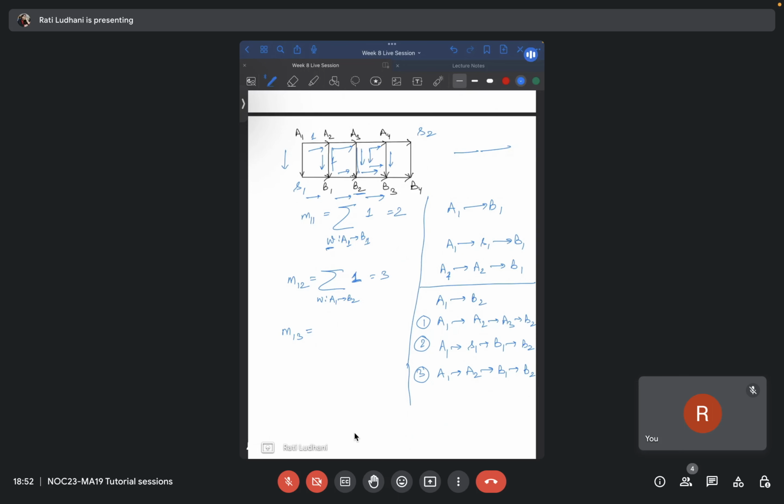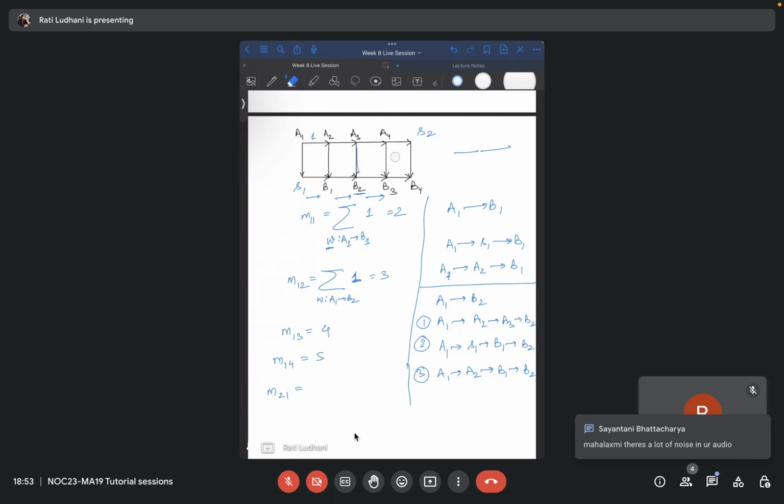So here you will get 4, and similarly when you do a M14, you'll get 5. Okay, so M21, yeah, 3. M21 is 3, is it? So M21 is, I'll remove these. 1. So you have this, yeah. No, 2 is. Yeah, I agree.